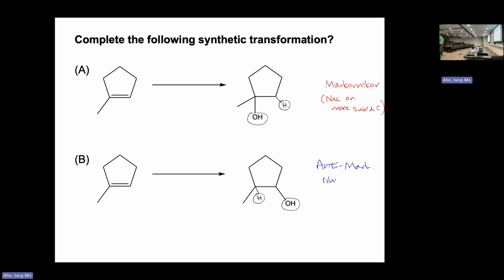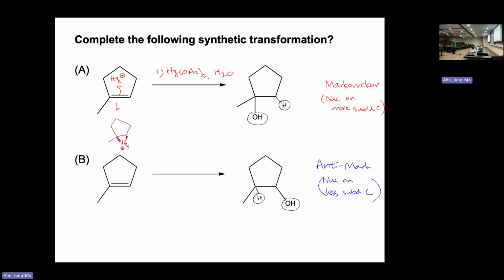And once you know that, you need to remember that if you want to add the water in a Markovnikov fashion, that will be oxymercuration-demercuration. If you want to do this, that will be hydroboration. So you can map things more easily once you do the initial analysis.